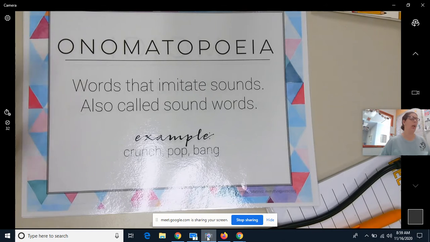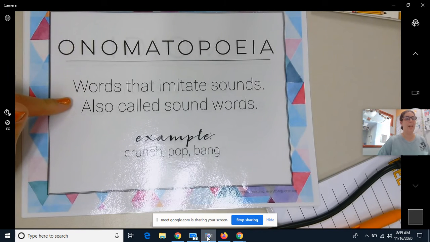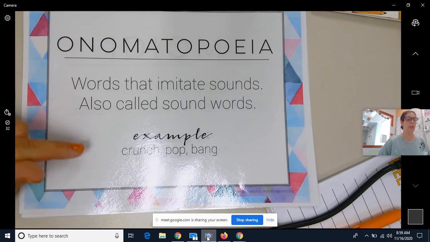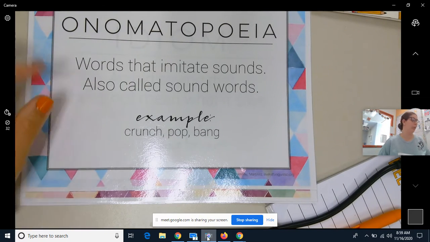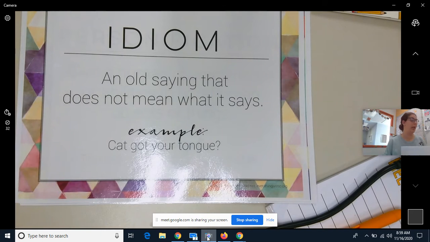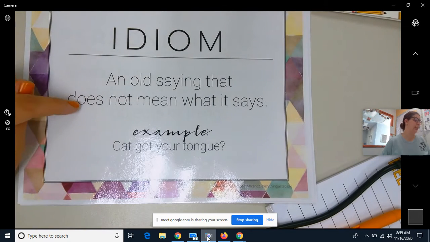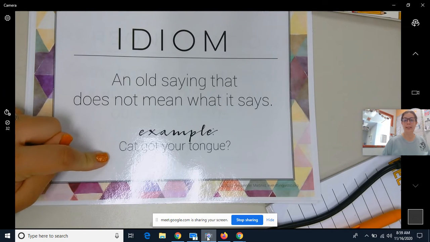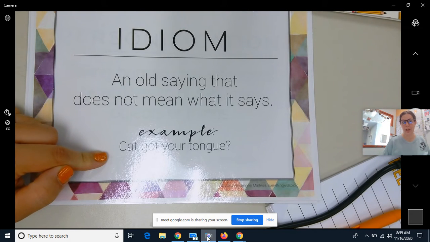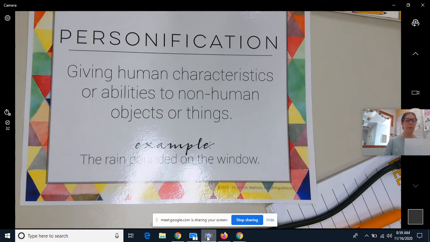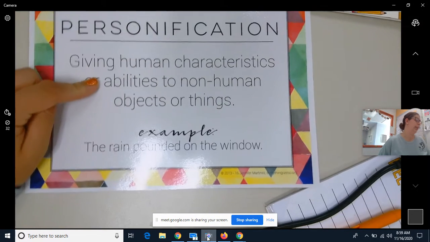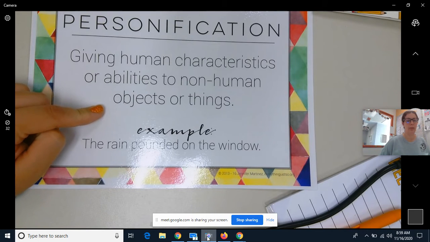Sometime this week, you're going to be working on onomatopoeias, which are words that imitate sounds, also called sound words. So, example, crunch, pop, bang. These are words that imitate sounds. We're going to be talking about idioms tomorrow, an old saying that does not mean what it says, such as cat got your tongue. A cat doesn't really have your tongue. That means, are you able to tell me what you're thinking, or are you blocked a little bit with your thinking?